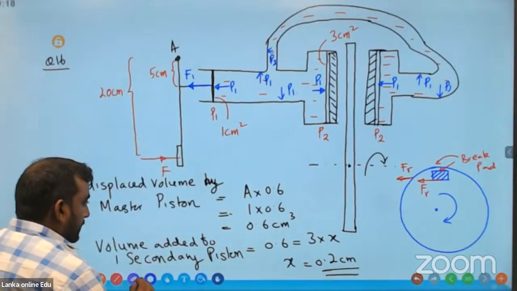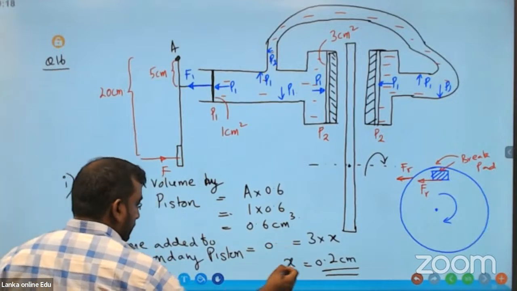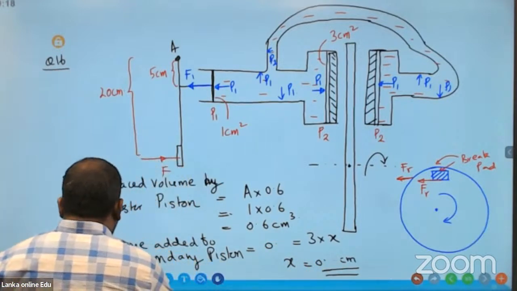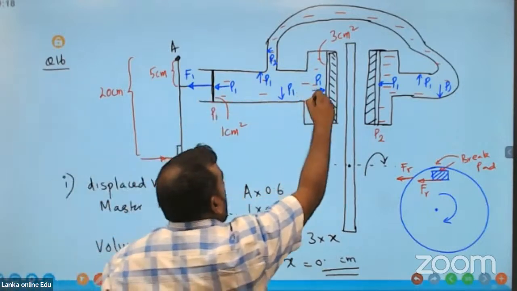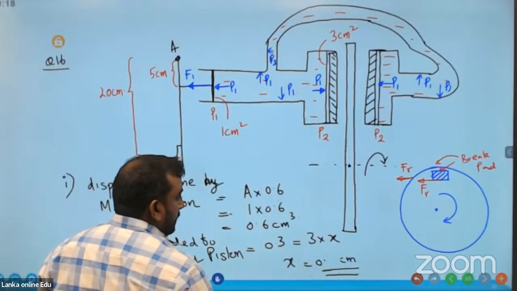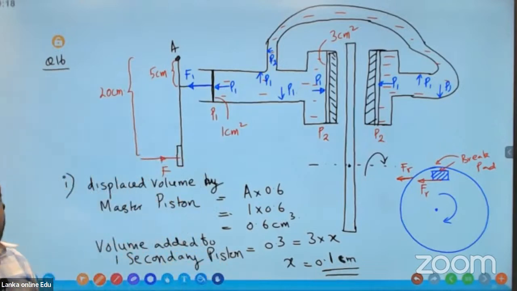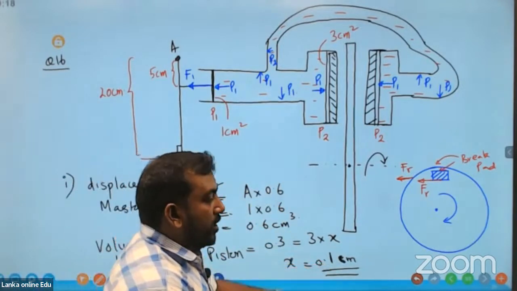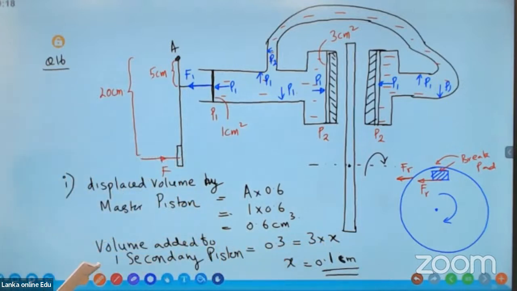Sorry, exactly half. Half of this, 0.3. The total volume is divided, so half of this will go, 0.3. 3 times x, simplified, 0.1 centimeter. So one brake pad will move 0.1 centimeter.